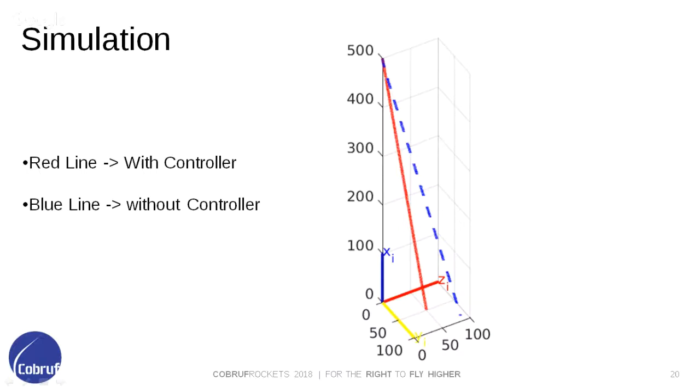As you can see, the red line is the one working with the controller, and it reached the desired place on the ground. And the flight without the controller drifted a little bit from the desired place, of course, due to the wind.